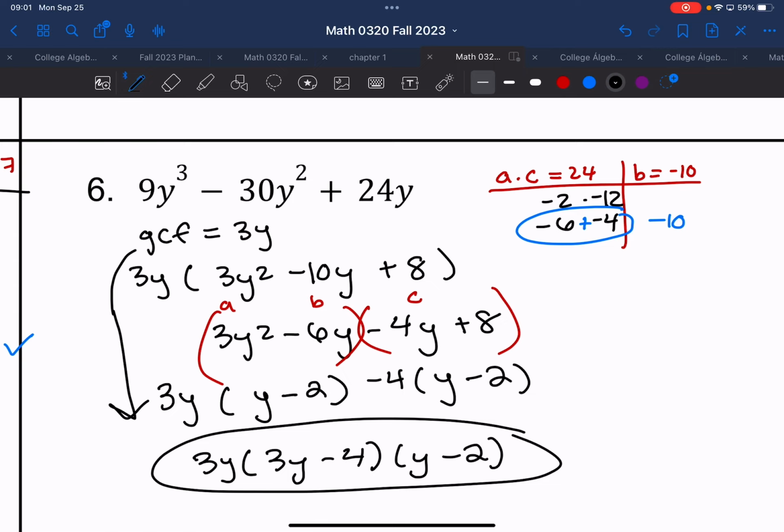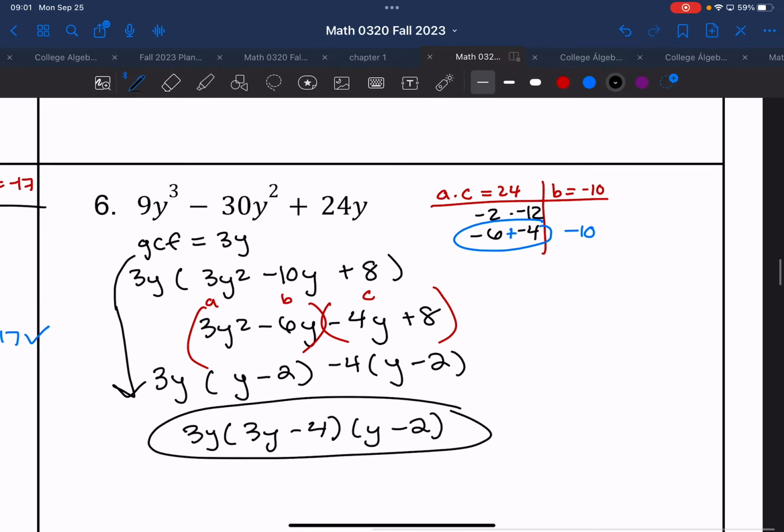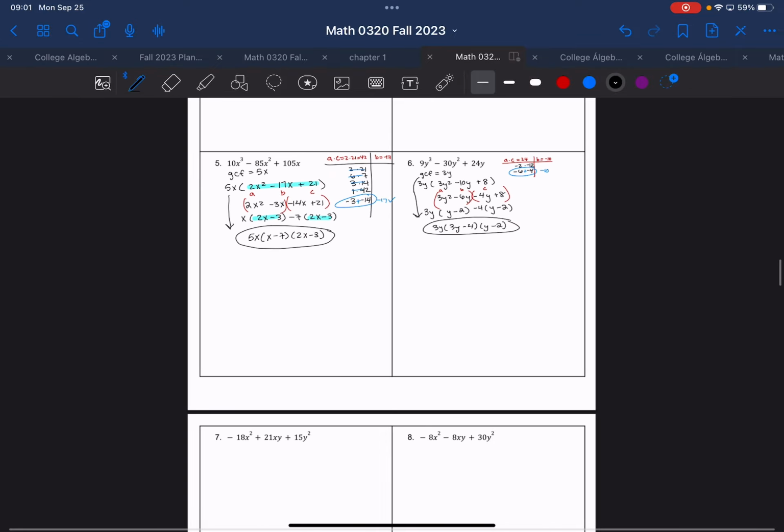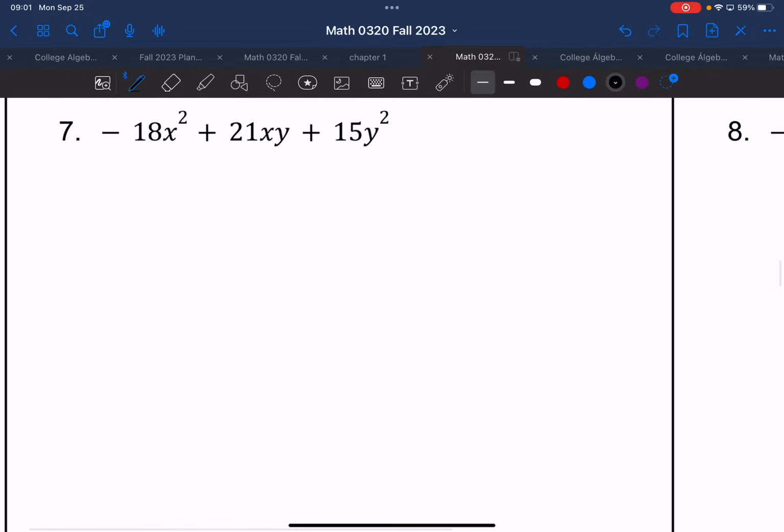Okay. Let's look at number 7. Okay, and number 7, what do we see right off the bat? We don't just have x's, we also have y's. And what do we do when we see that? What are we going to do with the y's in the beginning? Ignore them. We're ignoring the y's. So I have negative 18x squared plus 21x plus 15.